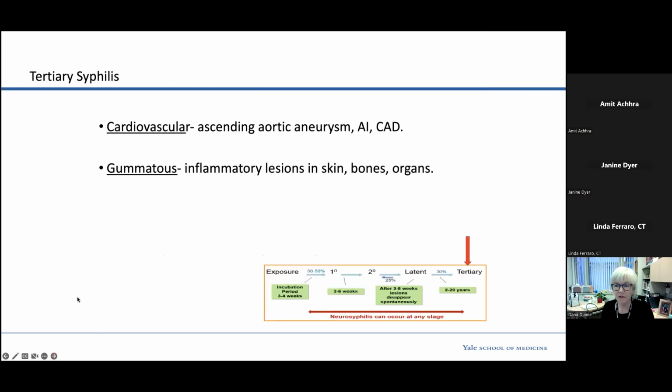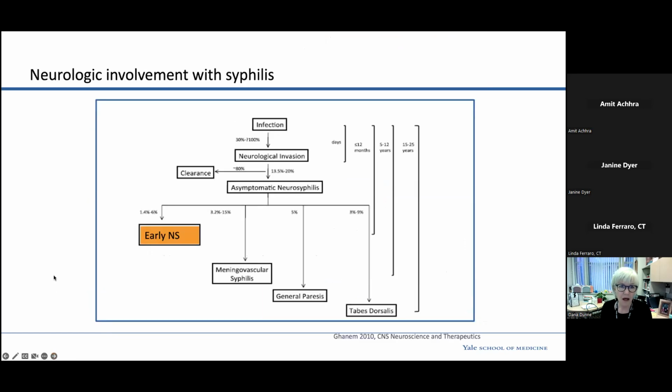So I'm not going to spend too much time talking about late disease, but we've really eliminated a lot of it with our antibiotics. We still see quite a bit of neurologic disease, especially the early, but there are patients we'll still occasionally see that have cardiovascular late complications, and they can get ascending aortic aneurysms or coronary artery disease from inflammation of the blood vessels there.